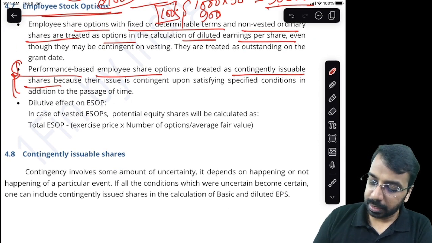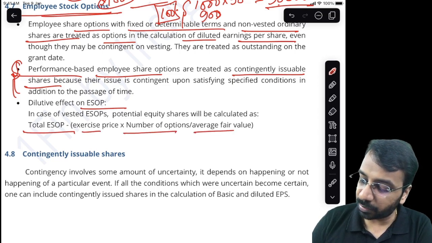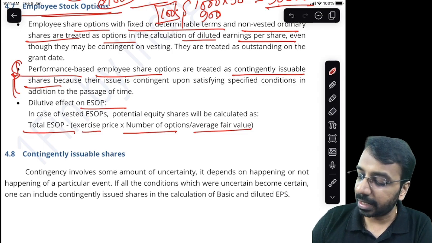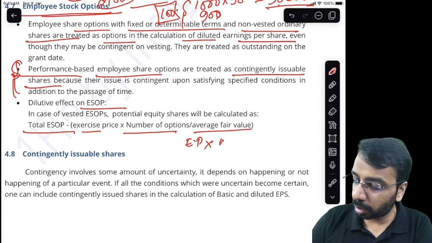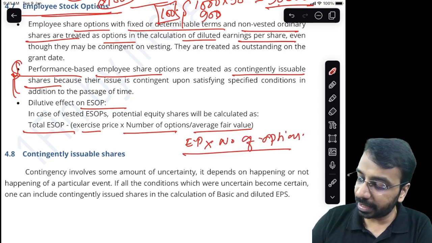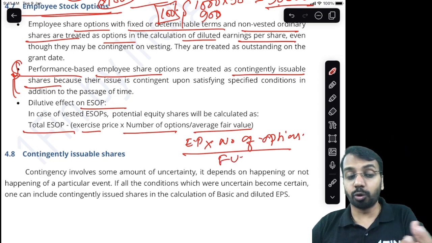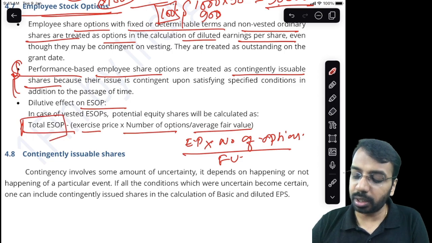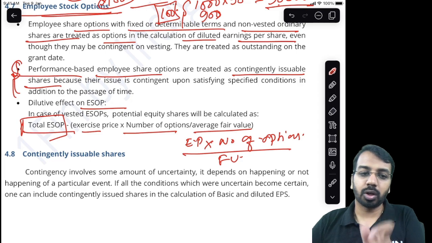Now if there are ESOPs, you will take the total ESOP, minus exercise price, into number of options, divided by average fair value. Here also, how much will we get into number of options? How many options are there? Divided by average fair value. That means how many shares we would have issued and how many shares have been issued, and the difference between those two will be considered the dilutive component.